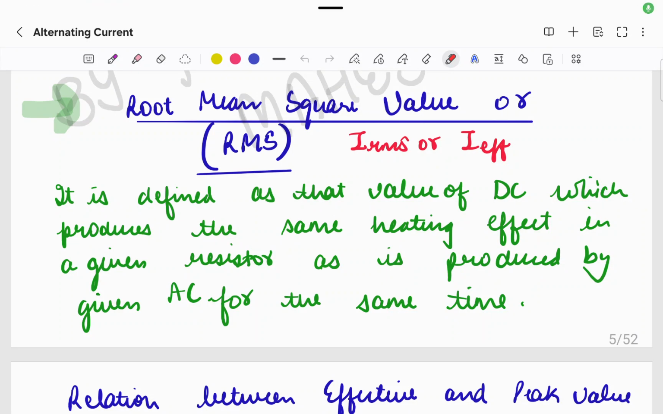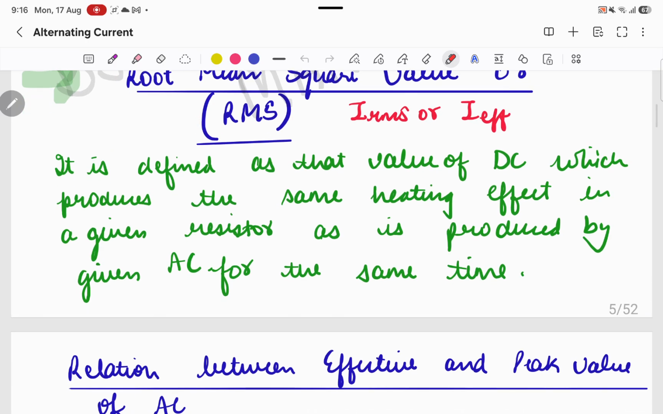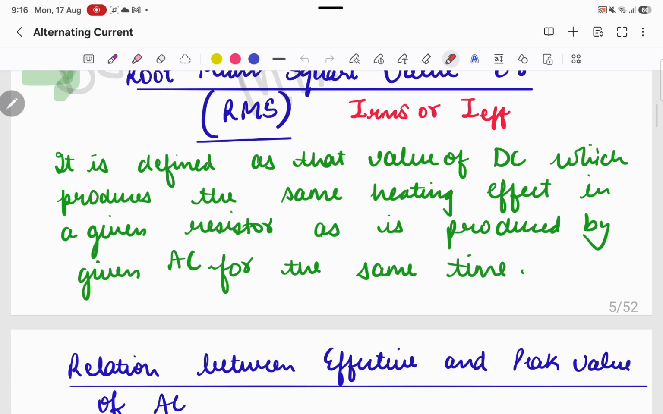So we have the next derivation now, which is of root mean square value or RMS value. We concluded in the last lecture by just reading the definition. Now let's start in detail.